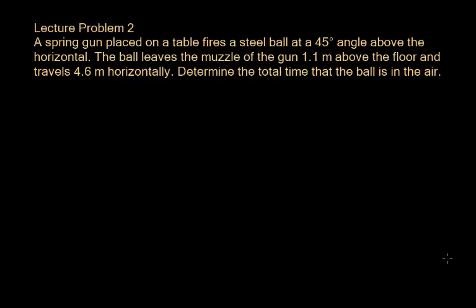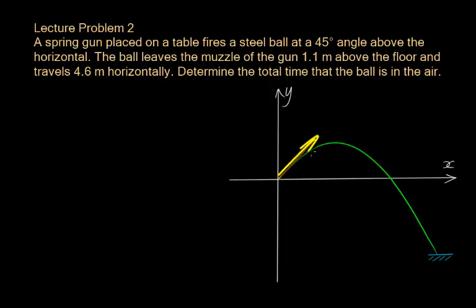First, let's sketch the motion of this projectile by means of a diagram. The ball is launched at an angle of 45 degrees above the horizontal with a velocity v0. This velocity v0 is not given to us, but because the angle is given, we can break it into two components, the v0x and the v0y.